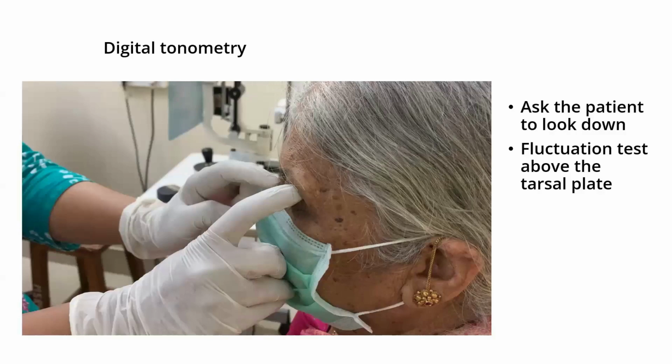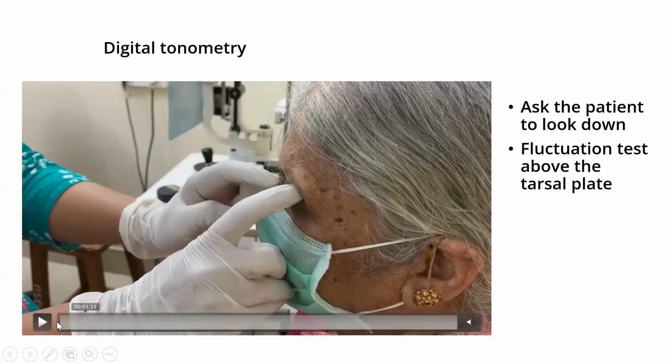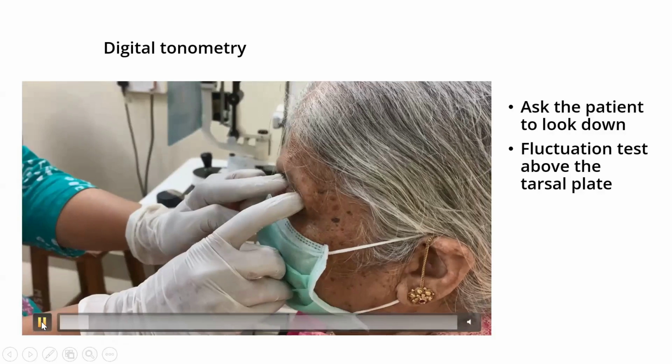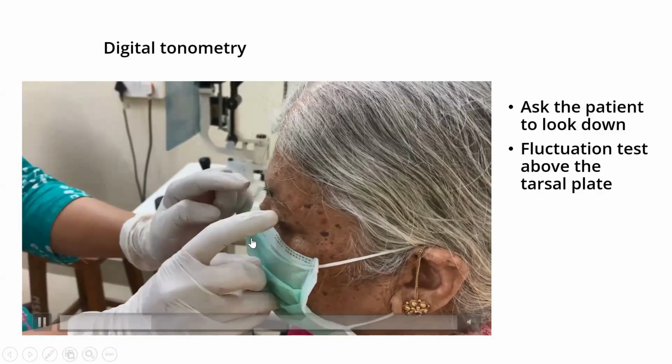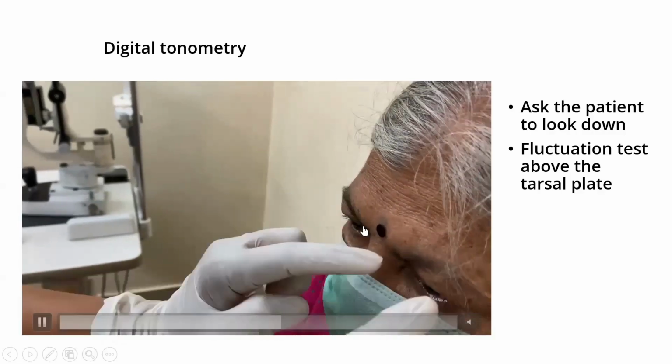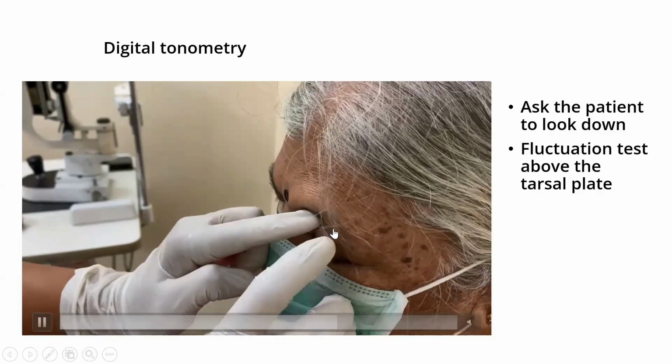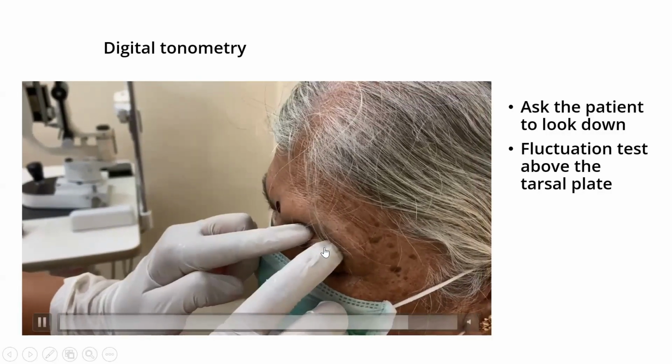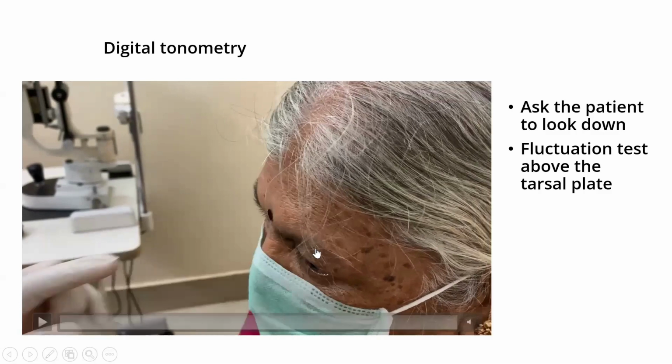In a clinical case presentation, especially for UGs, you're not expected to use an objective way of measuring tonometry, but you are expected to know digital tonometry, where we can only say whether it's normal, whether it's raised, or it is low. For this, we perform what is called digital tonometry. So you ask the patient to look down and then perform a fluctuation test with the two index fingers. You press with one finger and you feel the firmness with the other finger. It's very important that you ask the patient to look down, identify the upper lid crease, and do the fluctuation test above it.